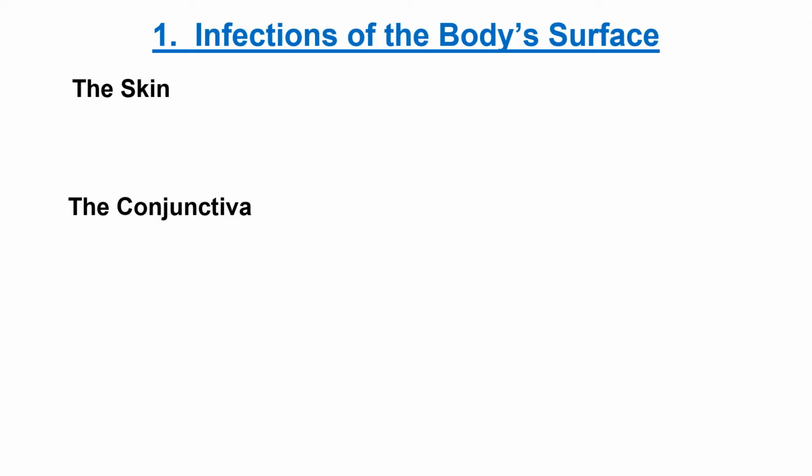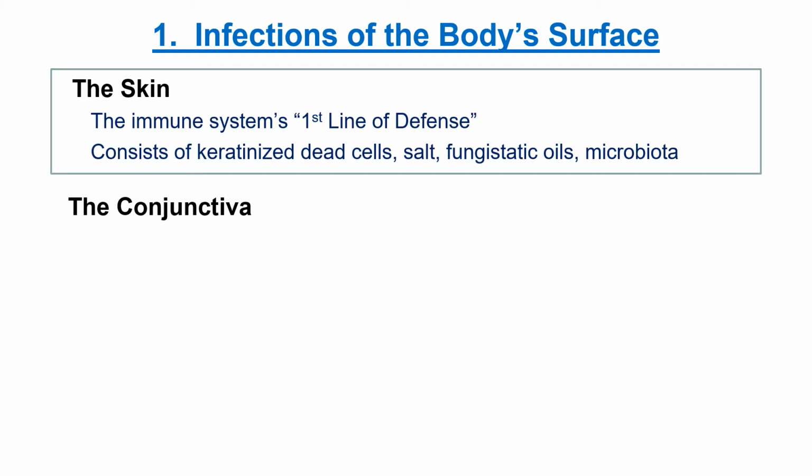So infections of the body surface. This is the first part of topic number 14. We're going to talk about the skin. Just a reminder that the skin is the body's first line of defense. When we talked about the immune system, it contains a bunch of cells that are protecting you from invading organisms, and also there are a number of different secretions.